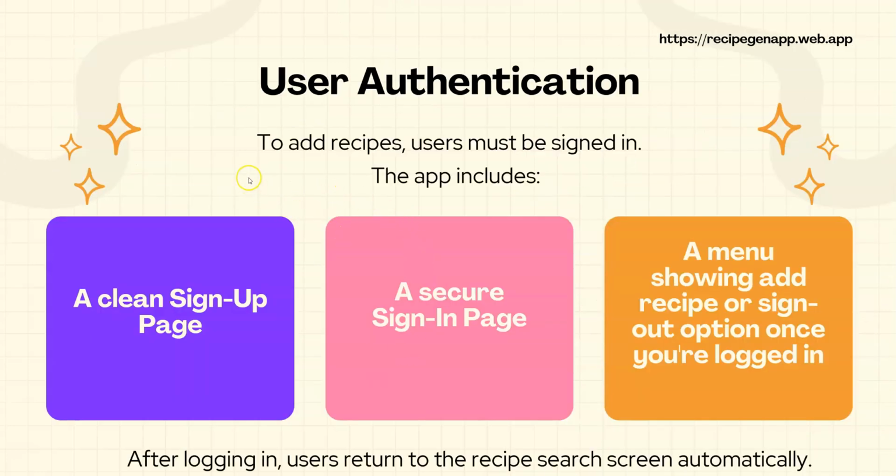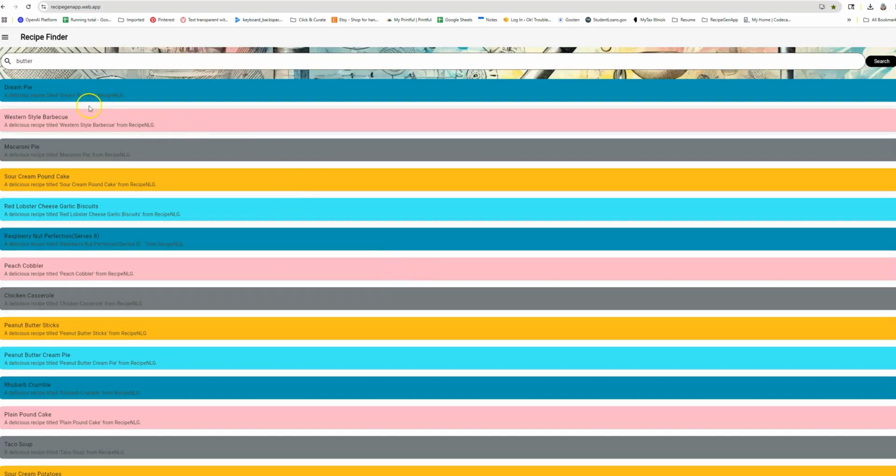So if we're going to move on to the next part, user authentication, to add recipes, users must be signed in. The app includes a clean sign-up page, a secure sign-in page, a menu showing add recipe or sign out option once you're logged in. After logging in, users return to the recipe search screen automatically. So let me just go ahead and show you that.